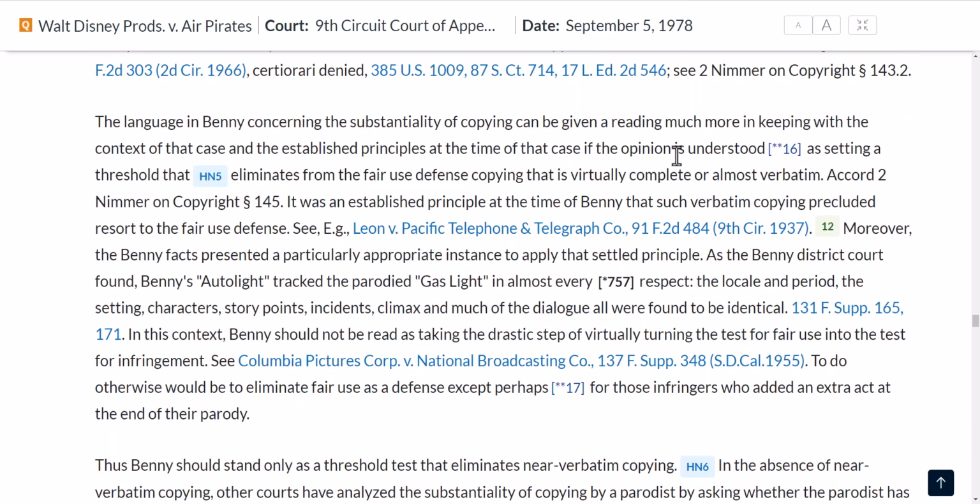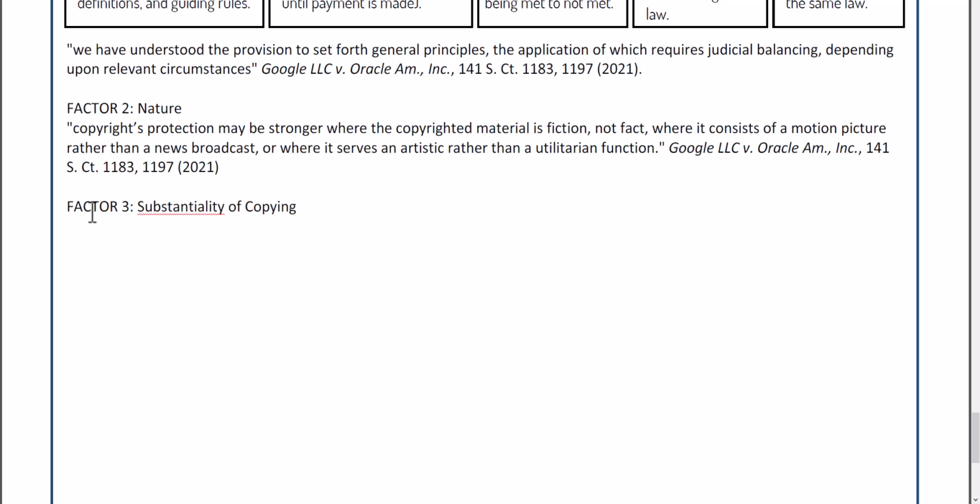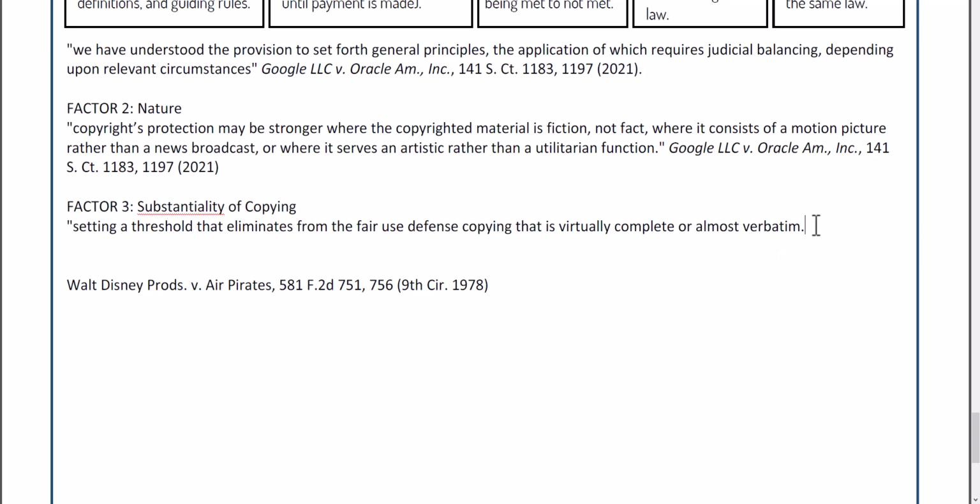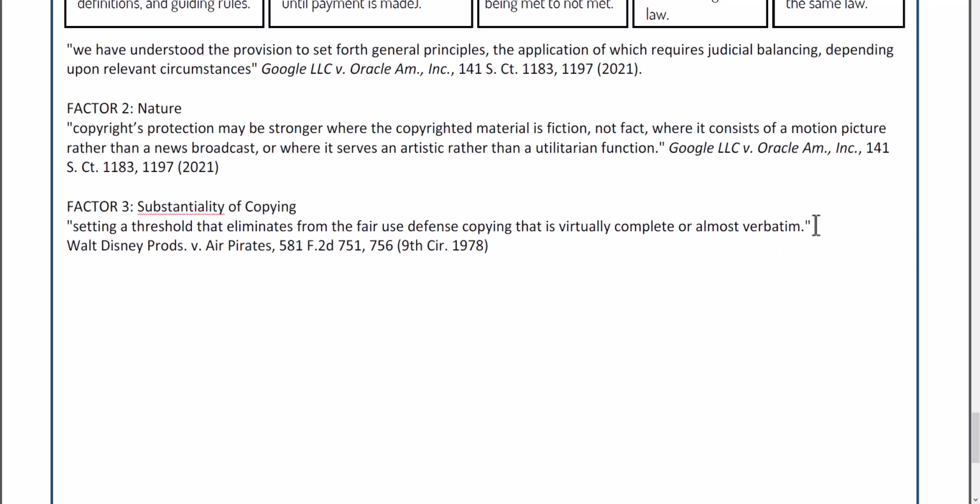Okay, so this case says that setting a threshold that eliminates from the fair use defense copying that is virtually complete or almost verbatim. So I'm going to copy that and paste that into the plan. So this rule actually goes to the third factor, substantiality of copying, like how much are you taking? And it's like, if you're taking all of the music, you've got a problem. So this is not looking good for our client right now. But this case is from 1978, and we haven't really read about this Campbell case or any more recent cases. So we're going to keep reading in our secondary authority.